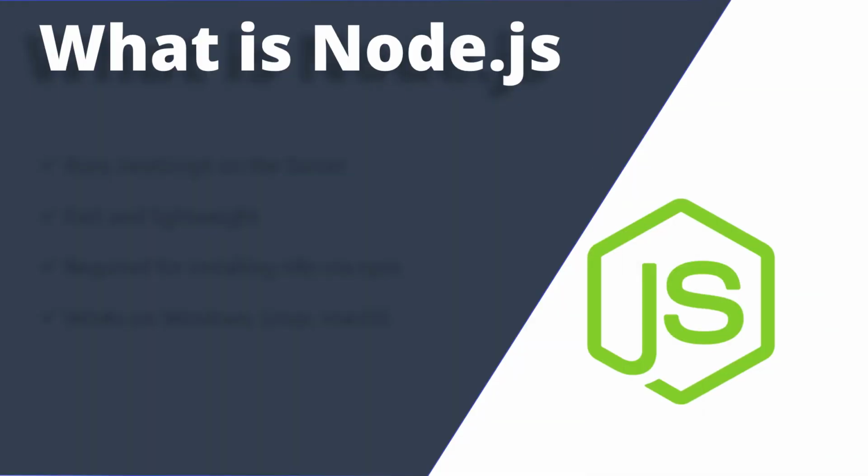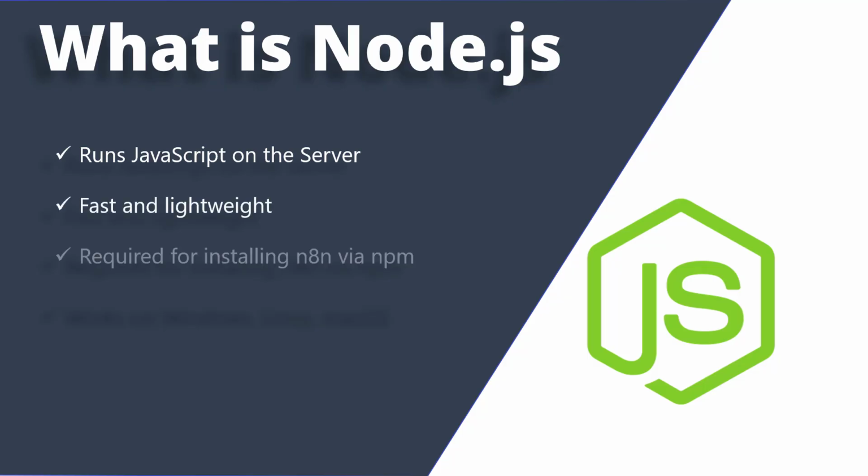Let's see Node.js as well. Node.js is a JavaScript runtime that allows you to run JavaScript outside the browser. You need Node.js to run tools like n8n on your server. With the help of Node.js, you can run JavaScript on the server. It's fast and lightweight. It is required for installing n8n via npm. It works on Windows, Linux and macOS. So let's jump to the server and get started with the installation process.